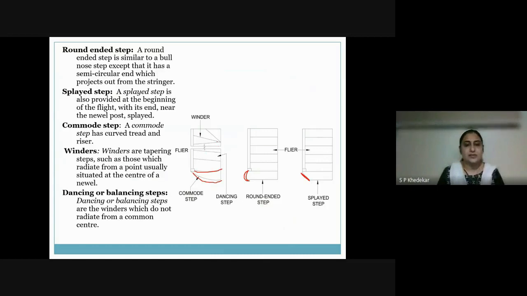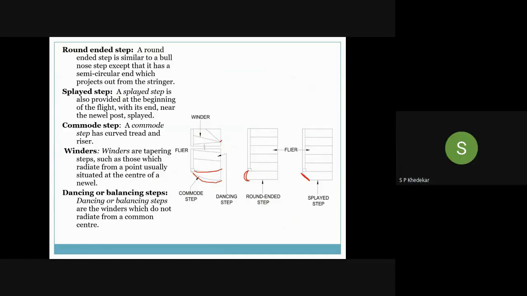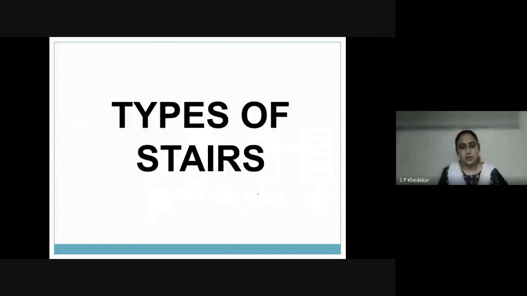Winders are tapering steps, such as those which radiate from one point. Generally if I don't want to give a plain landing, then in that landing I can give these winders. Then comes dancing or balancing steps. Then we come towards types of stairs. Same as we had some types of steps, we also have some types of stairs depending upon their components.